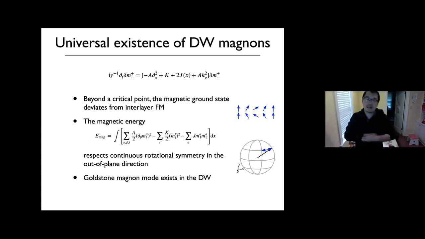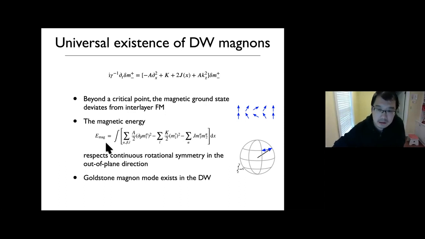But in this case, you can see that the magnetic energy is actually rotationally invariant with respect to the out-of-plane direction. Notice that we used a somewhat unconventional labeling of the coordinate system. The y-axis is the out-of-plane direction. So if you rotate around the y direction, this energy is invariant, which shows that there should be a Goldstone mode corresponding to a zero energy mode, right? So then, adiabatically, if you gradually reduce the interlayer J, the magnon mode should be pretty robust.